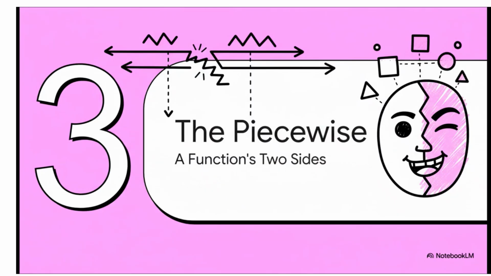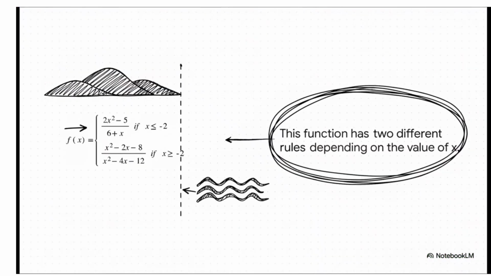All right, let's switch gears for a second and look at a totally different kind of limit puzzle. These are called piecewise functions. You can think of them as having a split personality. They follow one rule for some numbers and a completely different rule for others. Take a look at this one. If we approach -2 from the left side, from numbers smaller than -2, we have to use that top rule. Plugging in -2 gives us 2 times 4, which is 8, minus 5, so 3. Now, if we approach from the right side, from numbers bigger than -2, we use the bottom rule. Plugging in -2 gives us 6 plus -2, which is 4. The function is heading towards two different numbers from either side.